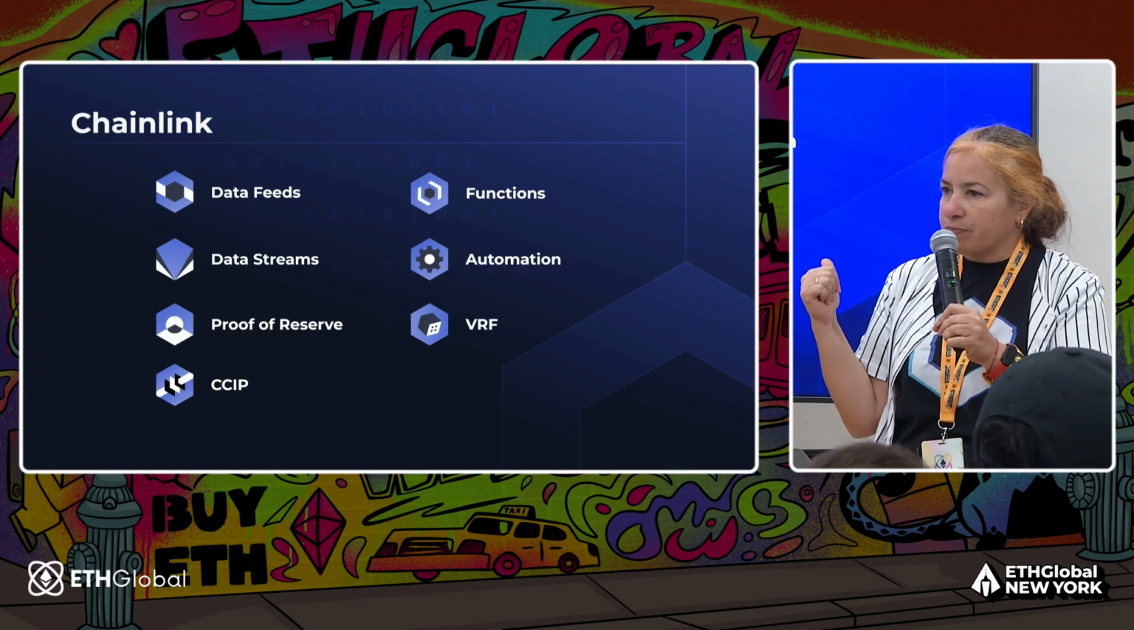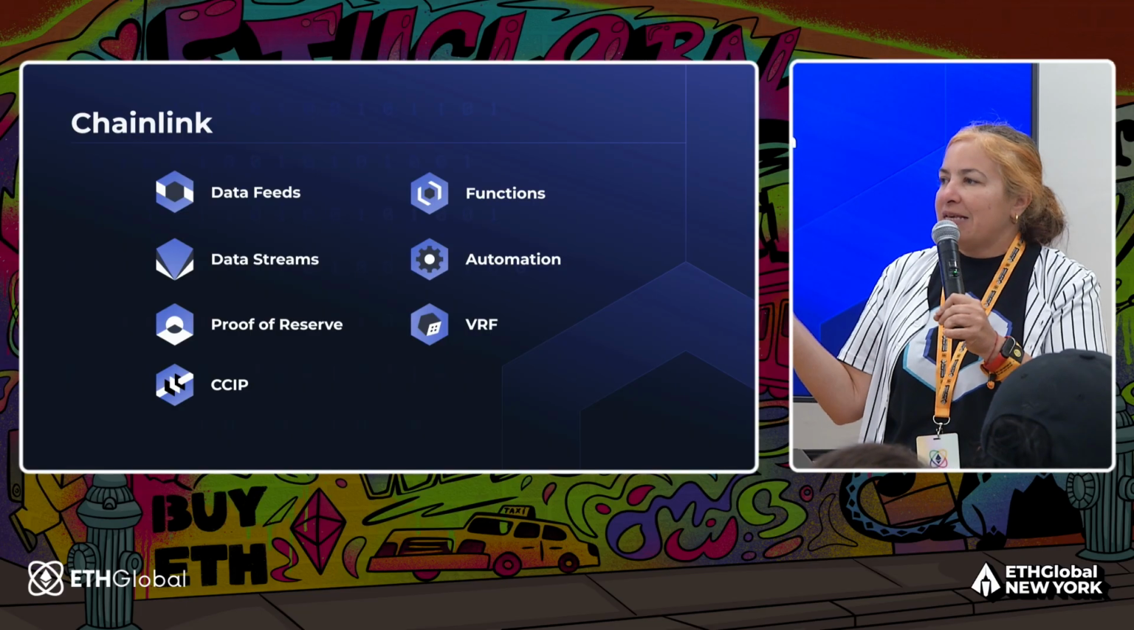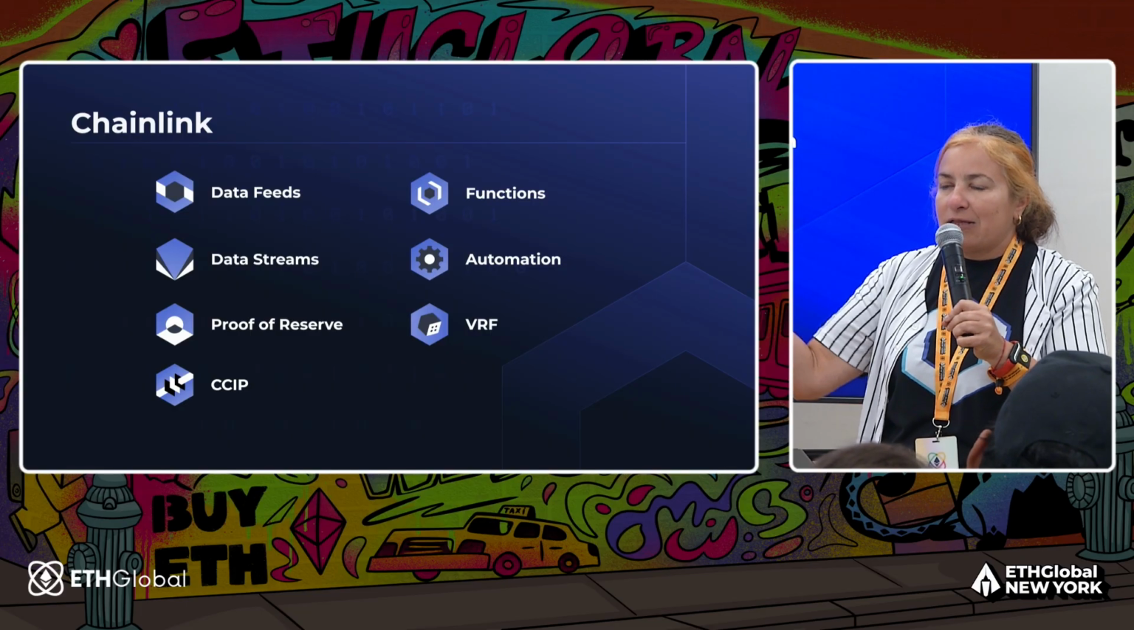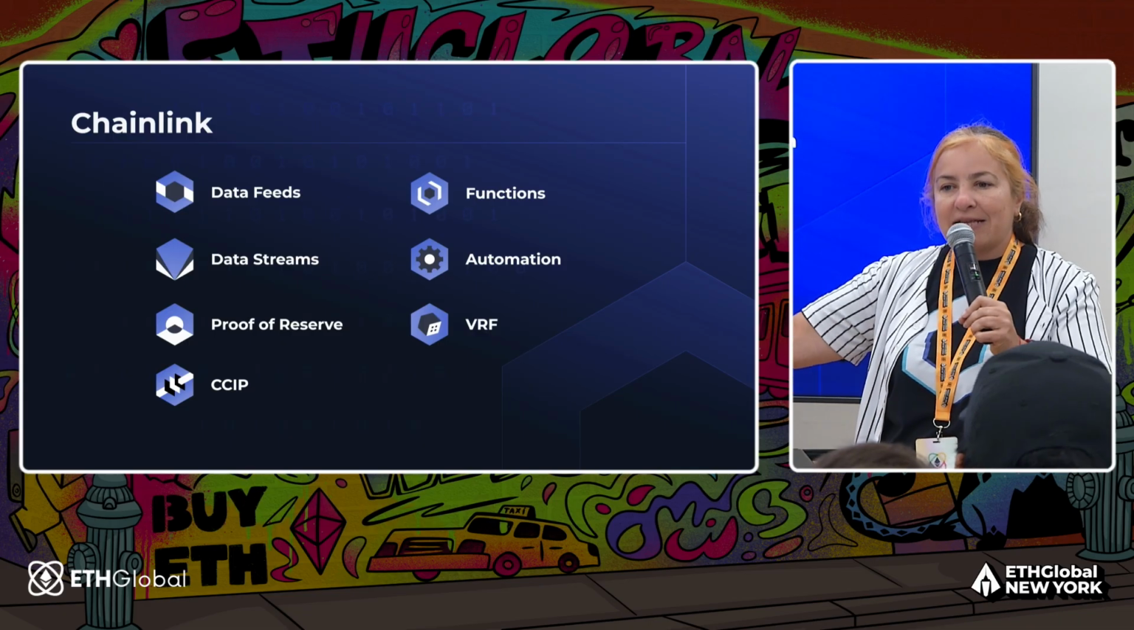This is automation. Also, VRF is for you to generate random numbers in a way that you are not trusting anything inside the blockchain. You have the randomness outside the blockchain.